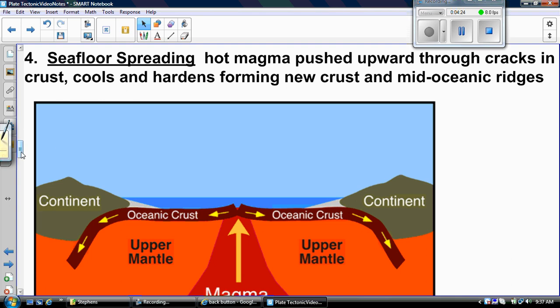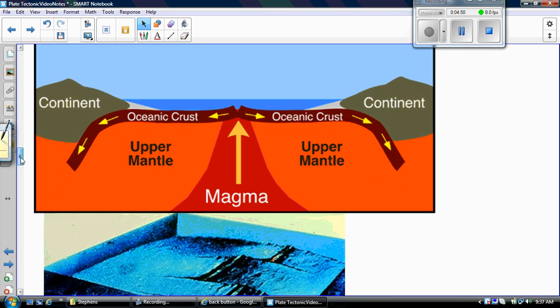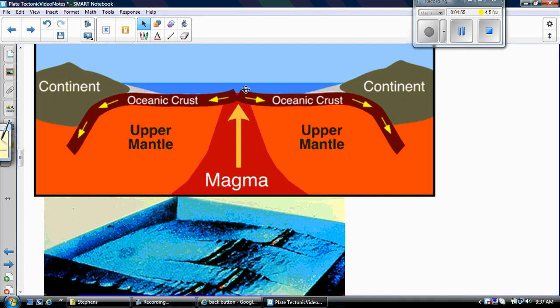So here's a picture of what seafloor spreading looks like. If the continents are moving, then that means there are going to be cracks when they separate from each other. And through those cracks, specifically in the ocean, magma is going to come up. It's going to hit the water, cool and harden and turn into igneous rock, which in turn makes oceanic crust. So that's one piece of evidence that supports that our continents move, that we've got magma coming up through cracks in the Earth's crust.